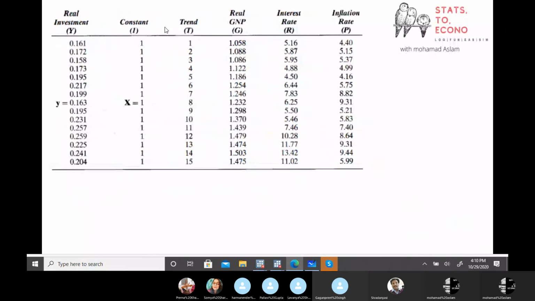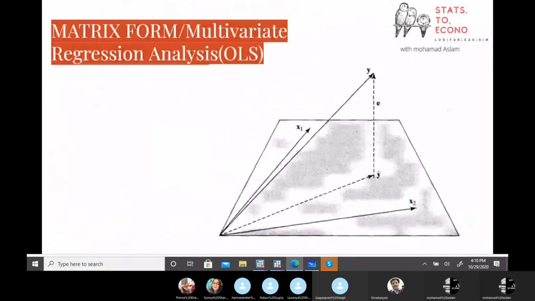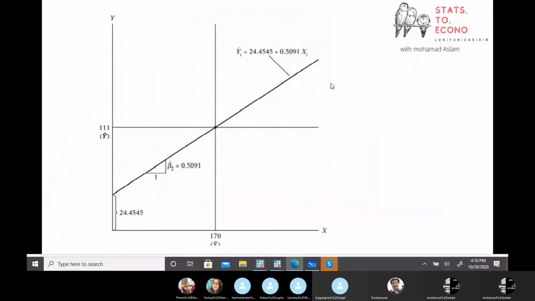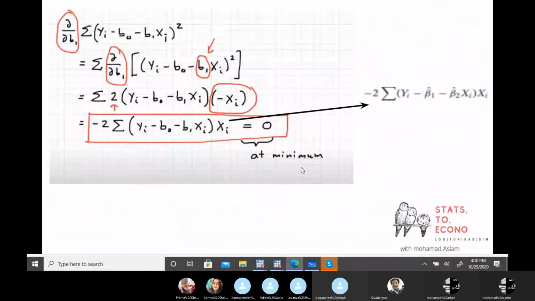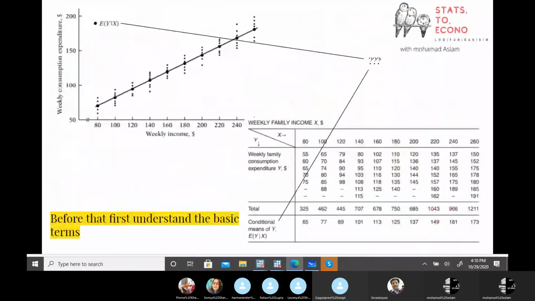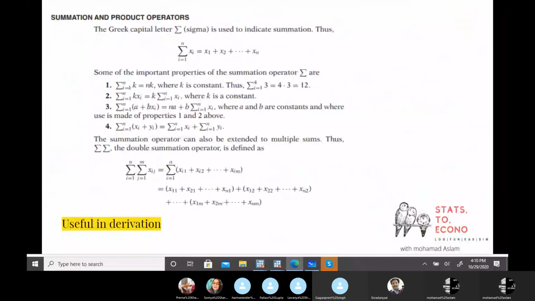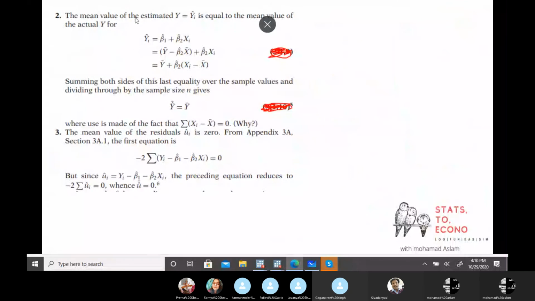means this y hat, estimated y. Now, the average of this y hat, the estimated y, is equal to the average of your dependent variable. Now what does it mean? The mean value of estimated y is equal to the mean value of actual y.